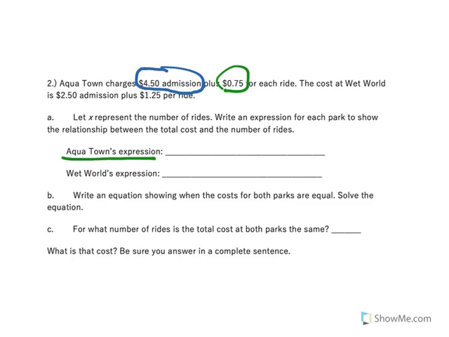If we're going to write this as an expression, you have to realize the starting cost is $4.50. That is the flat rate that you pay. Therefore, that is going to be our flat rate. Nothing changes. What changes, though, is how many rides you take. If you take 10 rides, then the price will be 10 times the price per ride, which is 75 cents. Okay? Plus the $4.50 for the entrance.